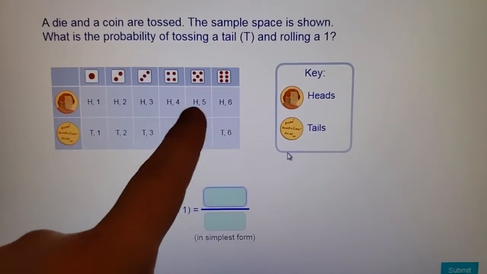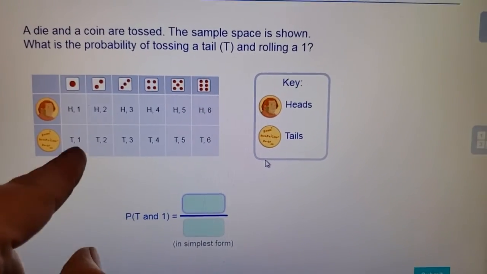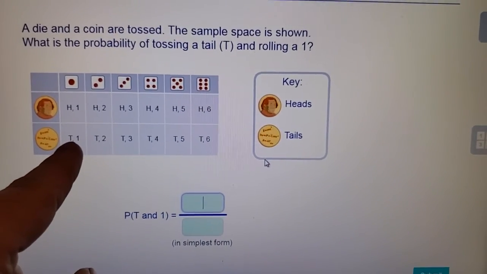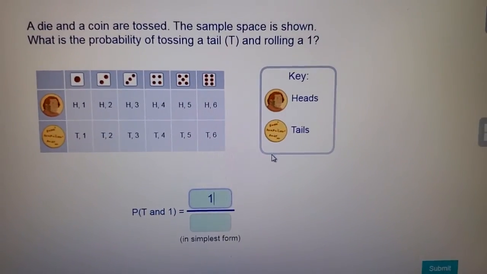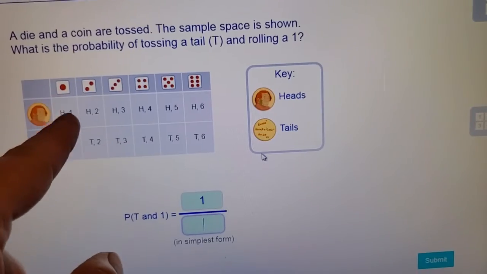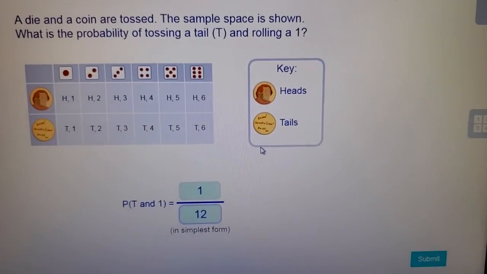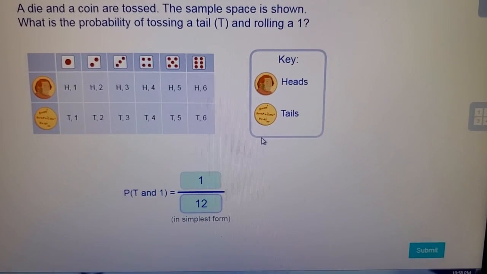Well, look here. Which one has tails in it? Well, it has to be in this row. And then 1 is here. So there's only one option that's tails and 1. And how many options are there? Well, 2 times 6 is 12. And if you count the squares, it'd be 12 squares. So it's 1/12 in simplest form. Yes, because 1 cannot be simplified further.